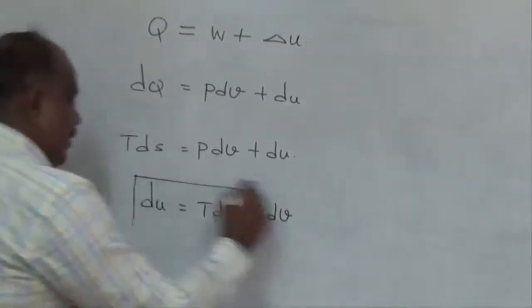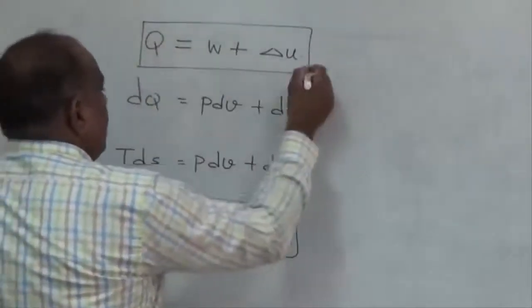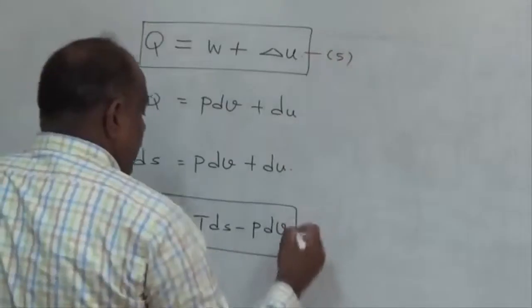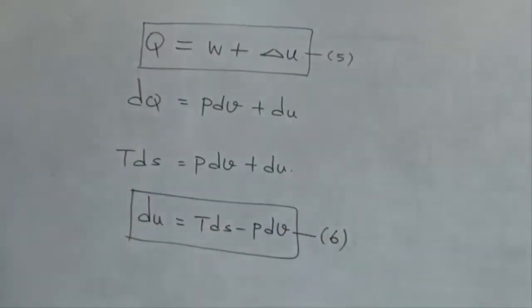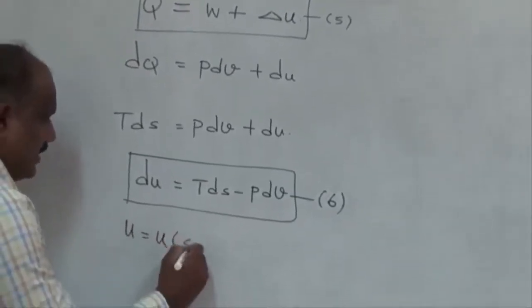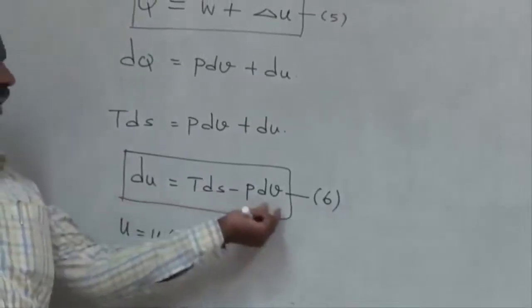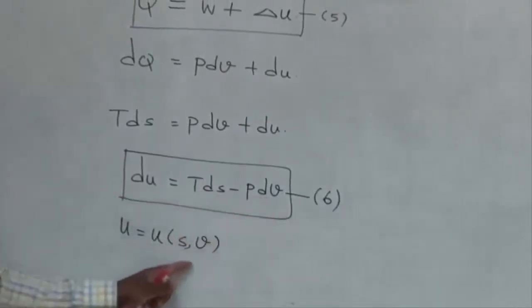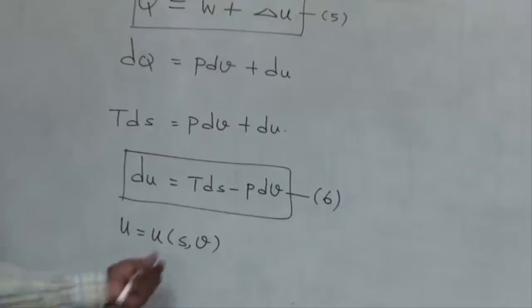So let us name this equation, the first law of thermodynamics, as 5, and this equation as 6. Now based on this expression, we can see U is a function of S and V. So U varies with respect to dS and dV, and hence U is a function of S and V. Since there are two variables, I can maintain one as constant and study the effect of the other one by varying it.